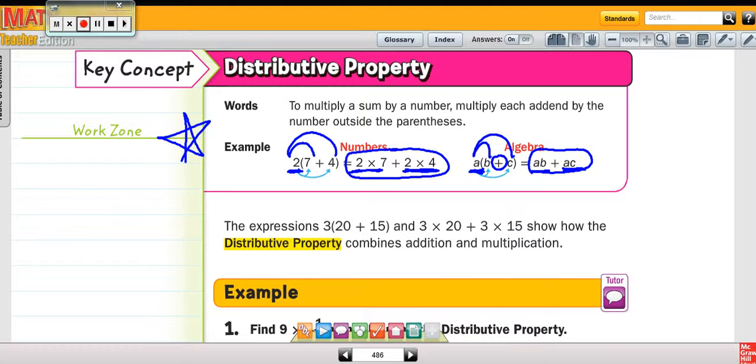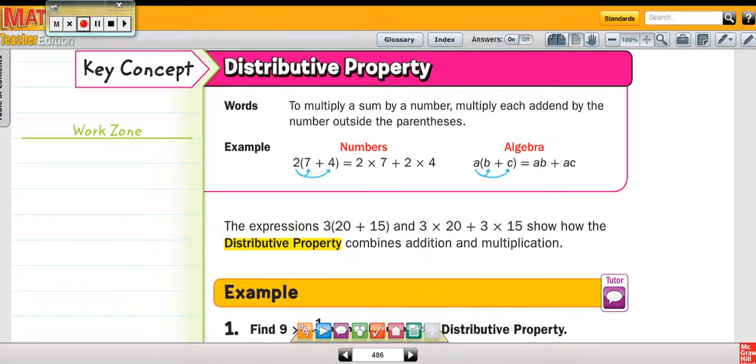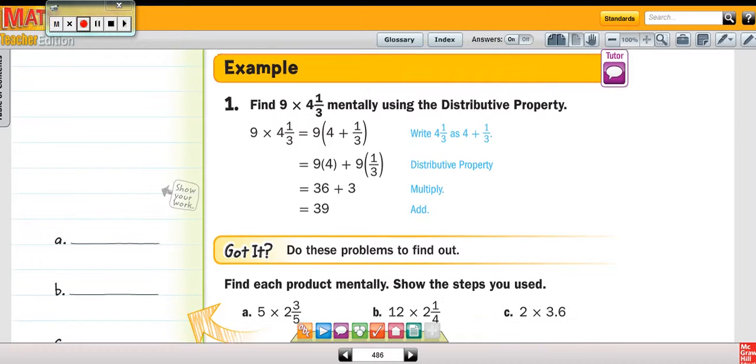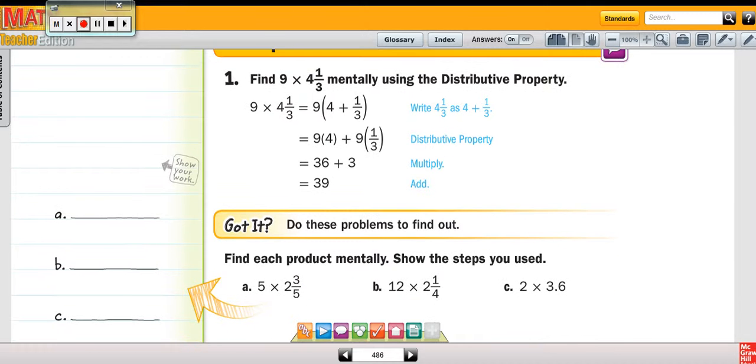Okay, in example 1 here, it asks us to find 9 times 4 1/3 mentally using the distributive property. So this will help us to solve problems without having to write on a piece of paper. I'm going to write it out just to explain the thinking that should be happening in our head.